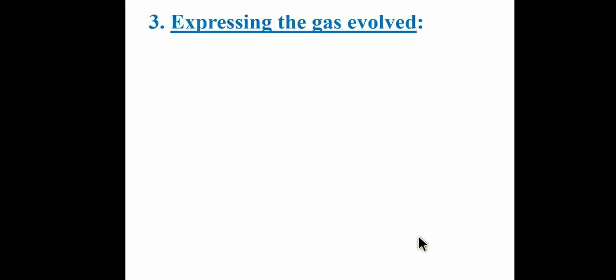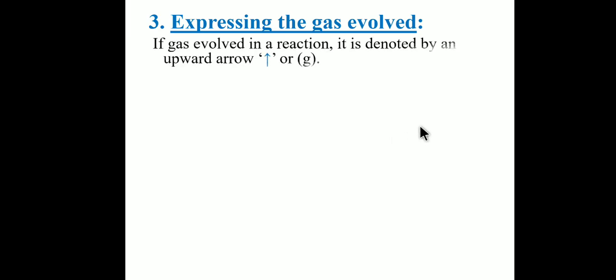And coming to the next one, expressing the gas evolved. In this, if gas is evolved in a reaction, it is denoted by an upward arrow. This is the upward arrow. If any gas is released or evolved in a reaction, it is denoted by an upward arrow. So this upward arrow symbol will be represented towards the product side only.